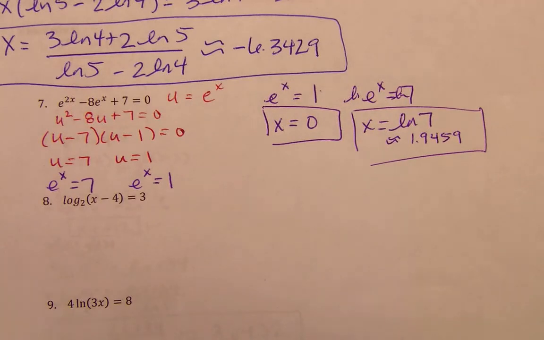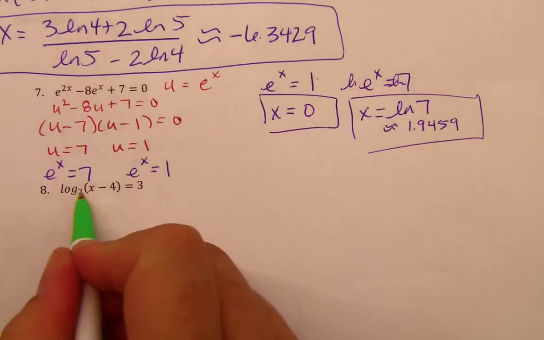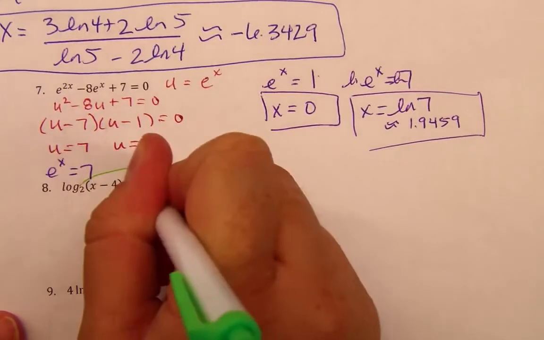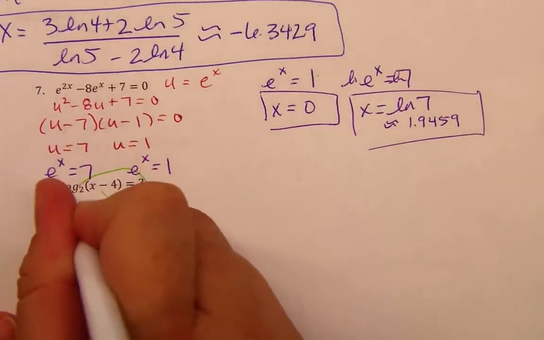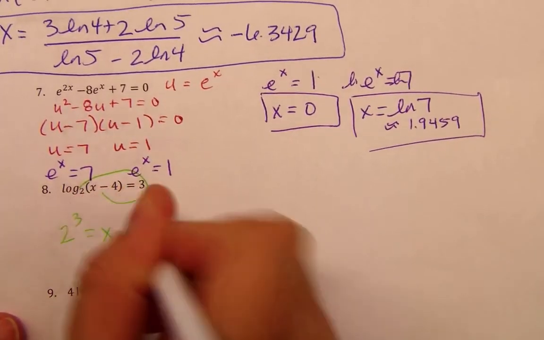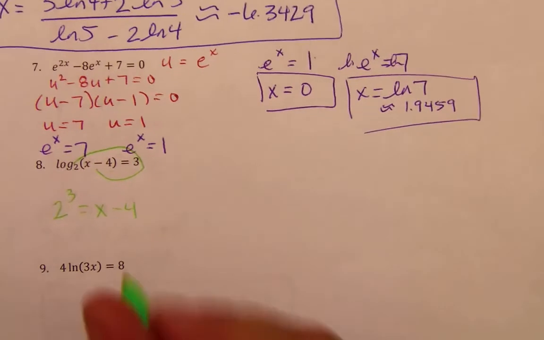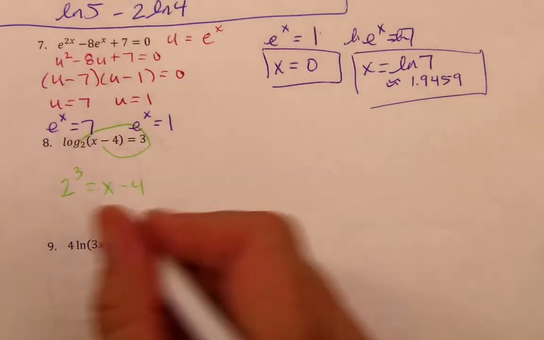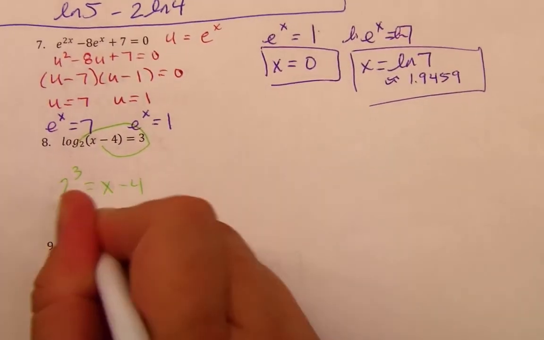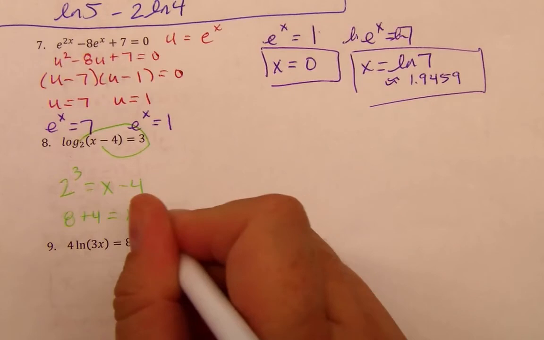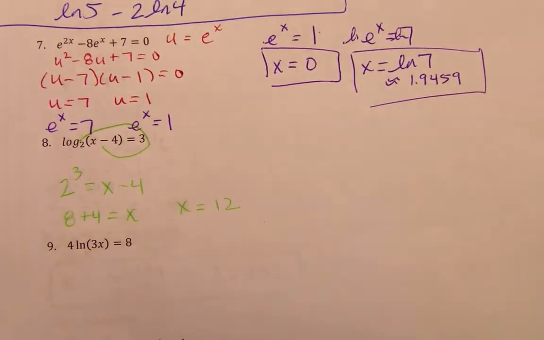All right. Now let's go ahead and look at this next one here, and I'm going to use the Snail Rule that we talked about in the last section. I have 2 base 3, so 2 to the power of 3 equals x minus 4. And 2 to the power of 3 is 8, and then adding 4, so x equals 12.